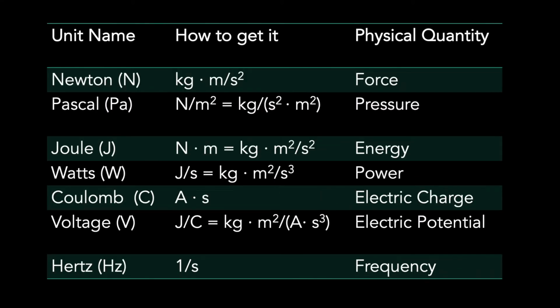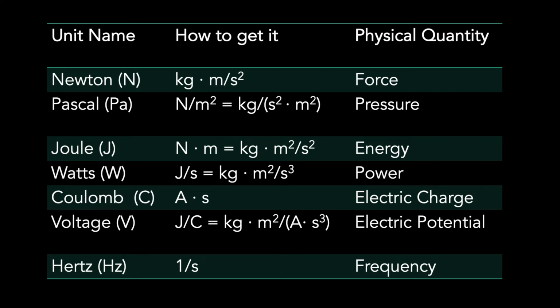A Newton is the unit of force. Now, many of you will know from Newton's second law that force is the mass times the acceleration. So it won't surprise you to find out that the Newton is the kilogram times the meter per second squared. A Pascal is a unit of pressure, which many of you may know is force divided by area. So again, not surprising, that's a Newton per meter squared.